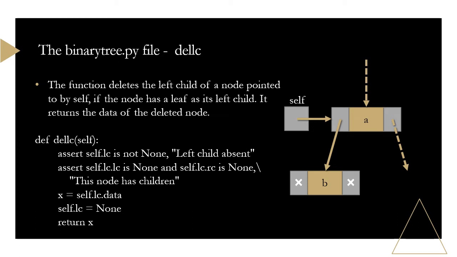The second condition is the left child which is to be deleted must be a leaf. That is, it should not have children of its own. Because if we delete a parent, we are left with orphan nodes which need to be made part of the tree again. So whenever we are asked to delete a node which has children, we simply refuse deletion.